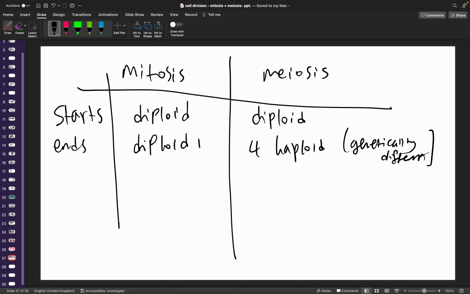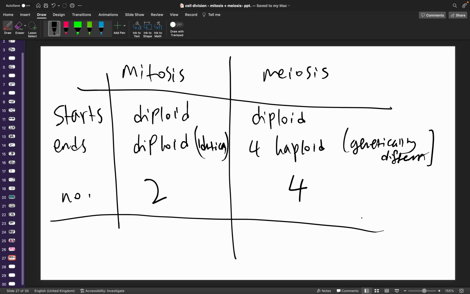And this is identical. And the number of cells made: mitosis creates 2 and meiosis creates 4. Also, the number of chromosomes in daughter cells: because it's diploid, it's going to have 46 with 23 pairs. And in meiosis, it's going to be 23 with no pairs. And we already mentioned identical and genetically different, so non-identical offspring is made.